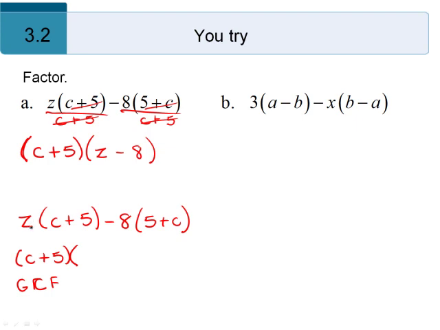You start with the left term right there, z, and come over to the second parentheses, -8, and that's what goes in the other parentheses. So it's GCF in the first parentheses and leftovers in the second parentheses. And that's how you can do your factoring by grouping, okay? So it just saves you a little bit of time, that's all. Now look at letter B here.